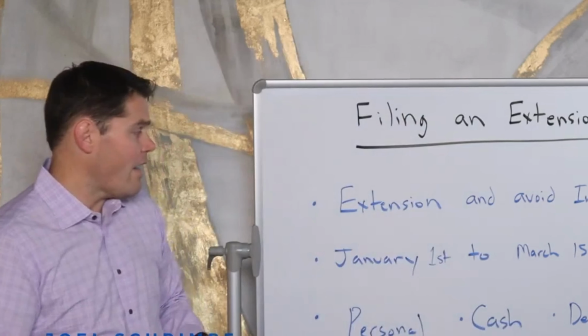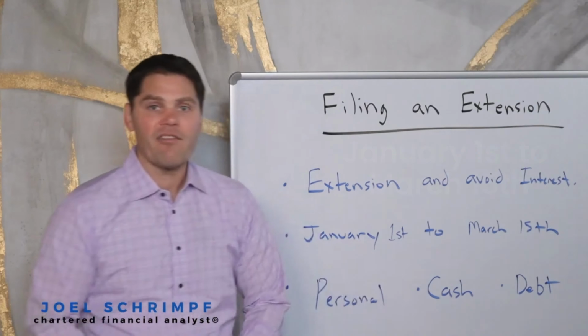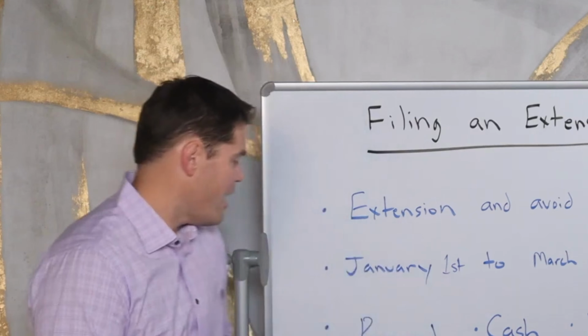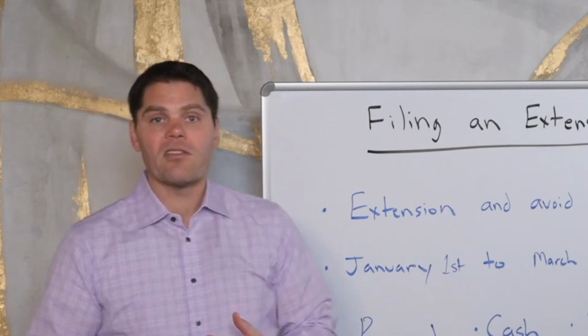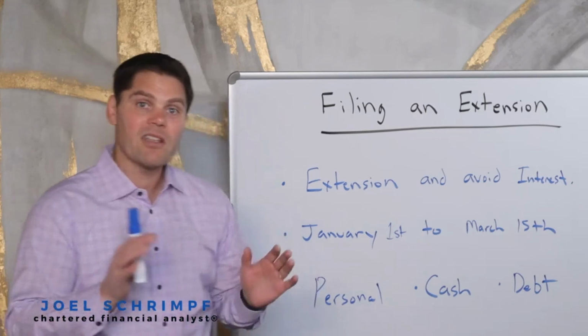Now, what we have is we have some time. So you as a business owner have from January 1st to March 15th to figure out what's gone on in my business. And really, if we're going to take this to the simplest level, we can make a simple case or more complex case, but let's take it to the simplest level.